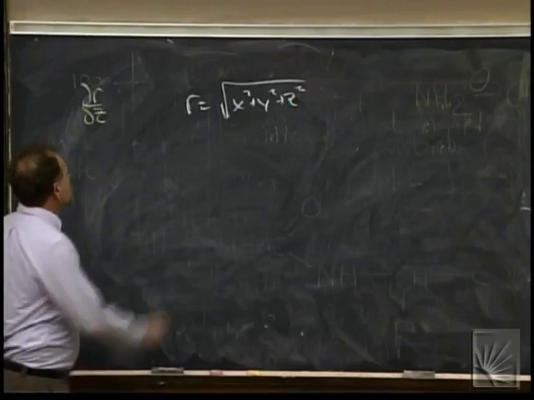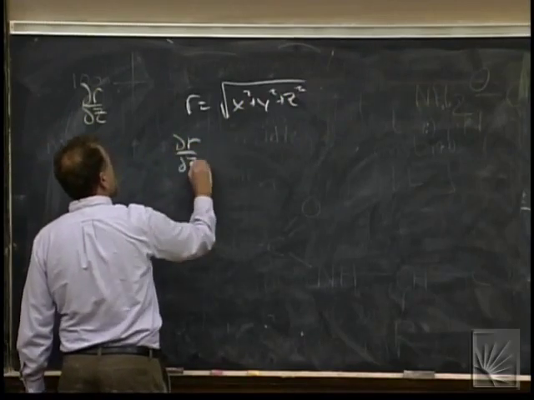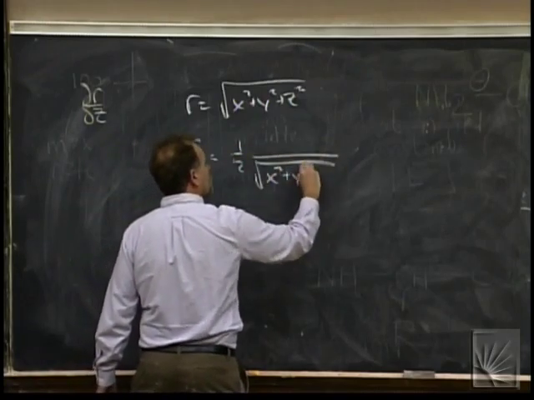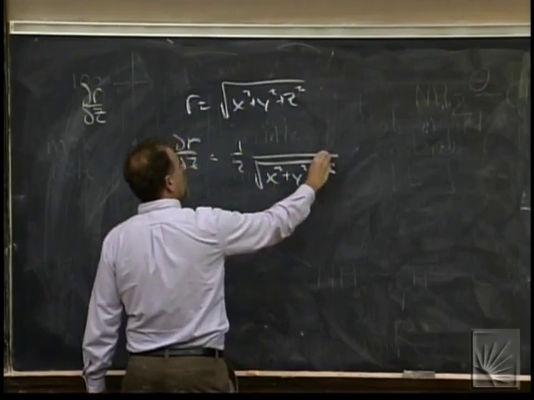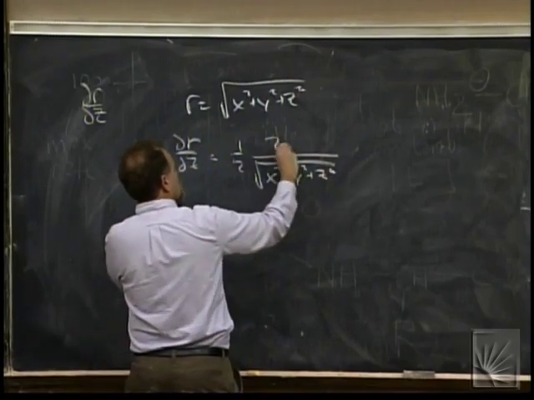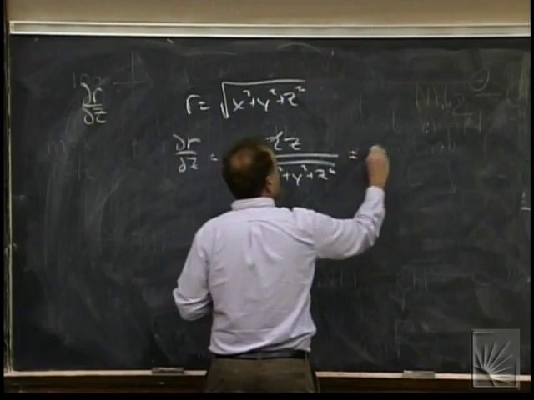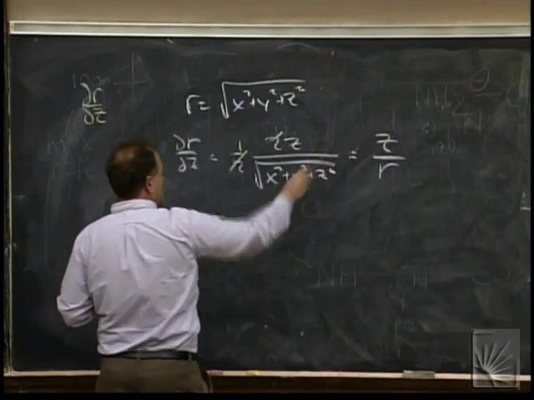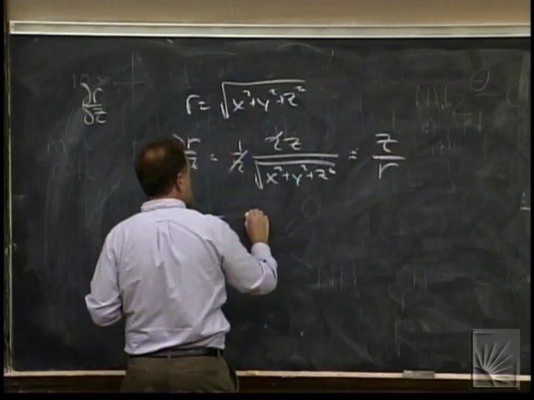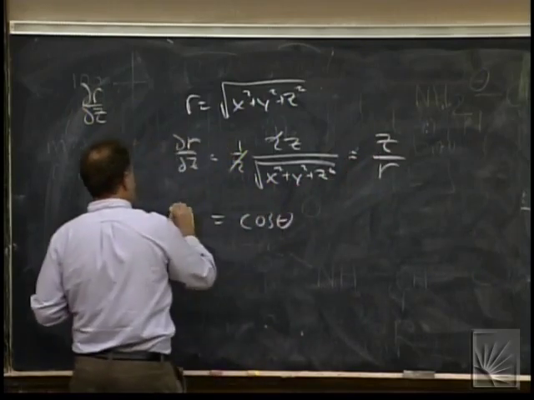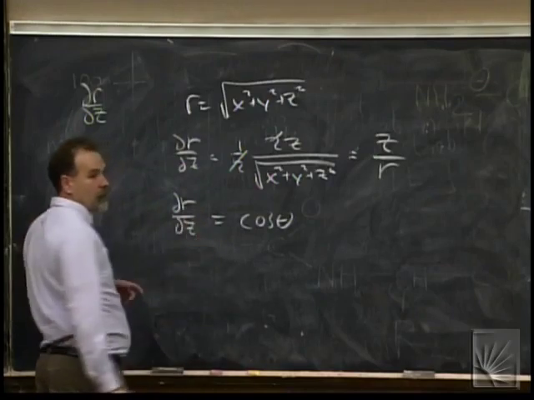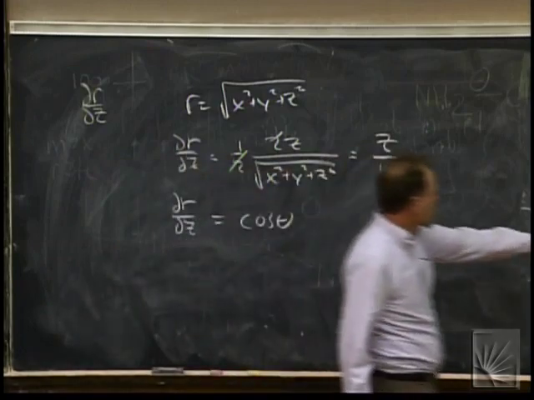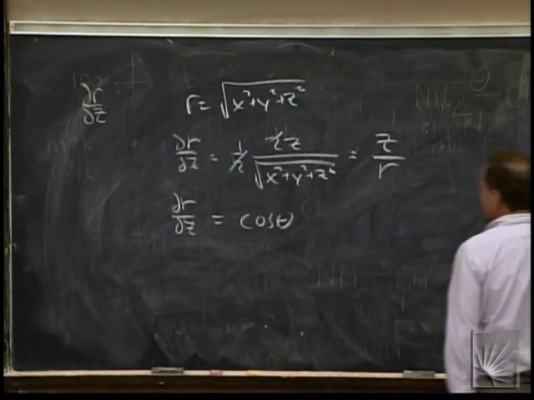Okay? So dr/dz is 1/2 times 1 over the square root of x squared plus y squared plus z squared, times the derivative of z squared, which is 2z. This is z over r. And now I want to write it in terms of r, theta, phi, and z is r cos theta. So it is, in fact, just cos theta. Okay? That's what I have to do. That's this guy. Now I've got to do that one, d theta/dz.